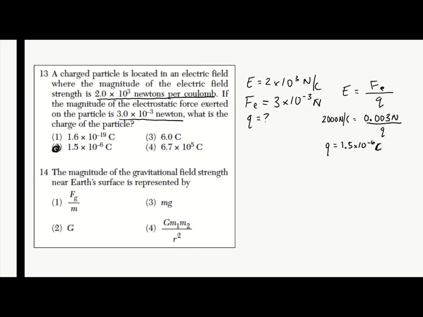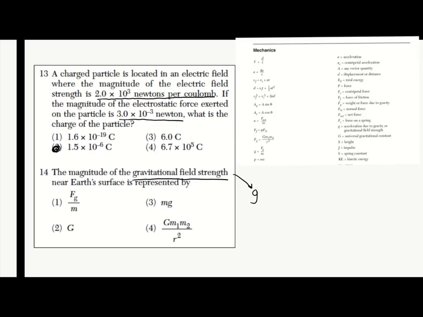Alright, 14. The magnitude of the gravitational field strength near the Earth's surface is represented by what? Alright, so this was a trick question that a lot of students, at least my students, got wrong. So gravitational field strength, if you don't know, it's also described in the reference table as lowercase g.